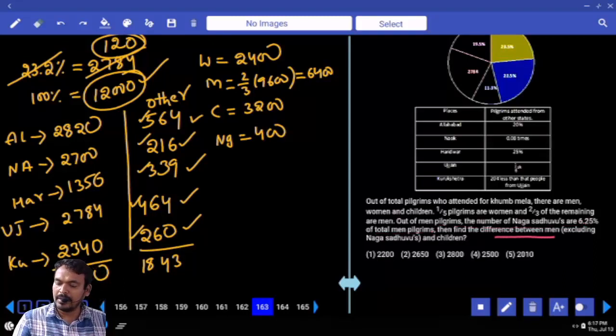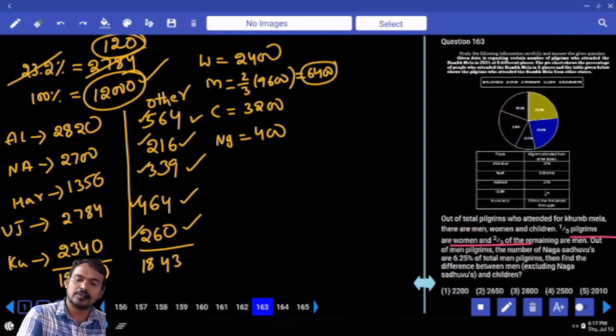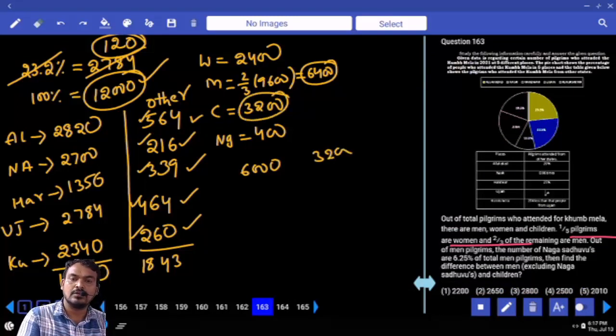What is the question here? Difference between men excluding the Naga sadhus. Excluding the Naga sadhus means men will be 6,000 and compared to which one? Children. What is the children value? 3,200. What is the difference? 2,800.